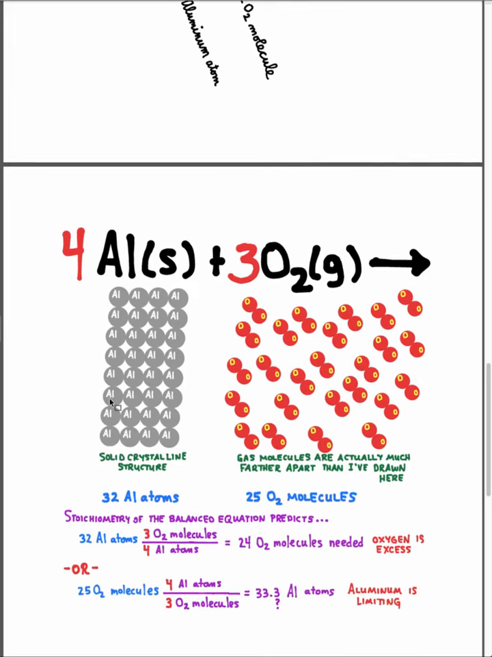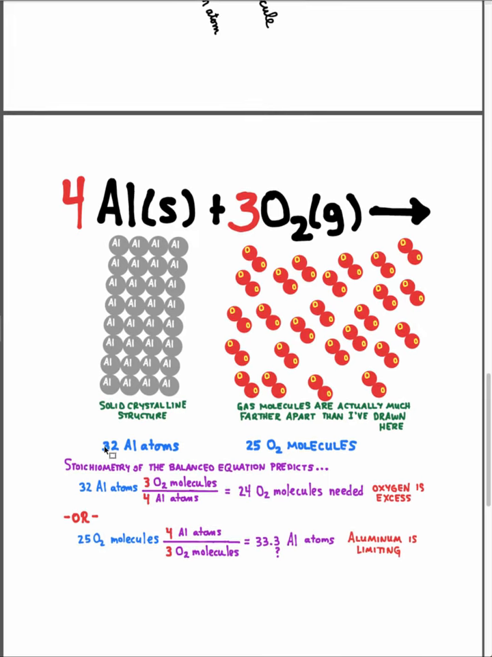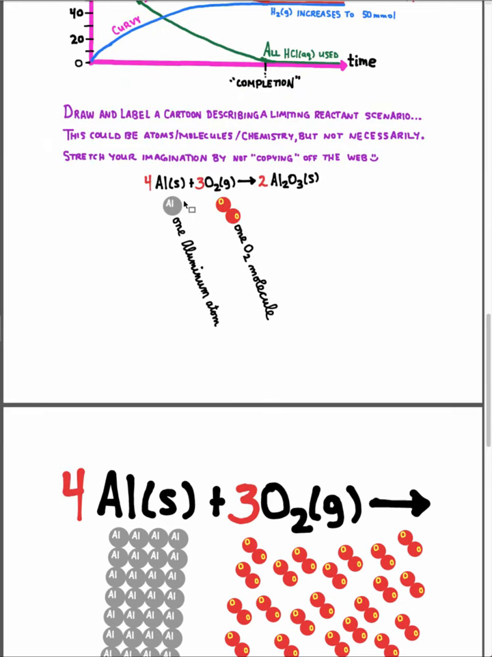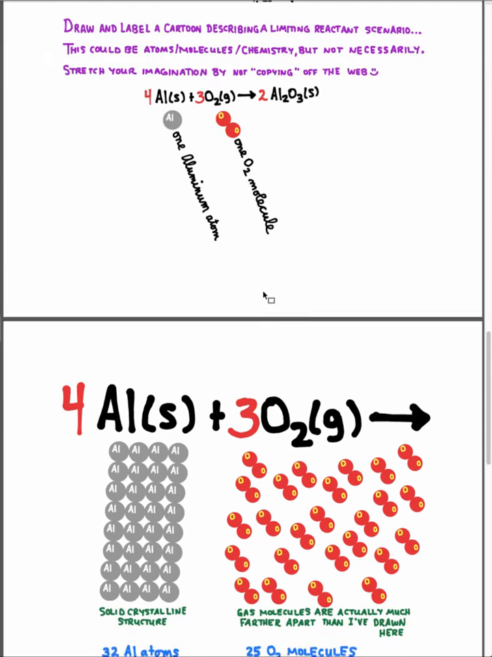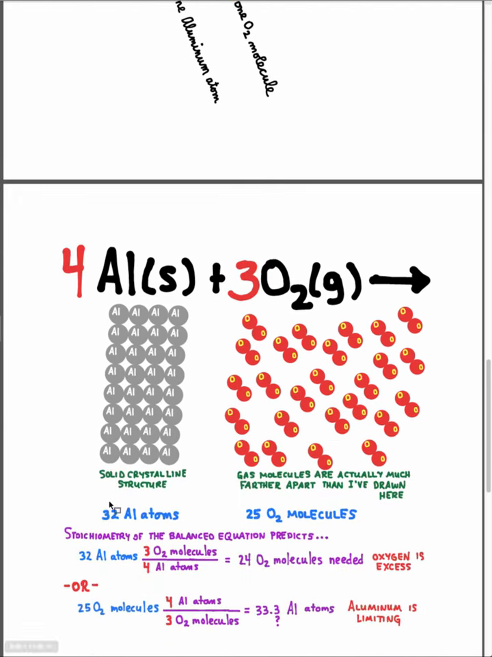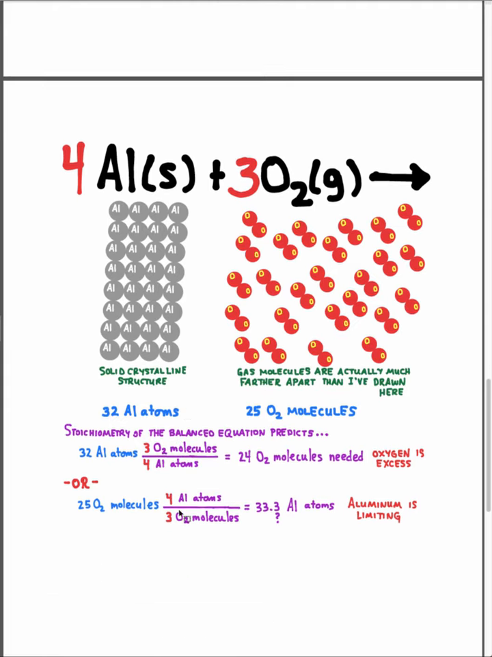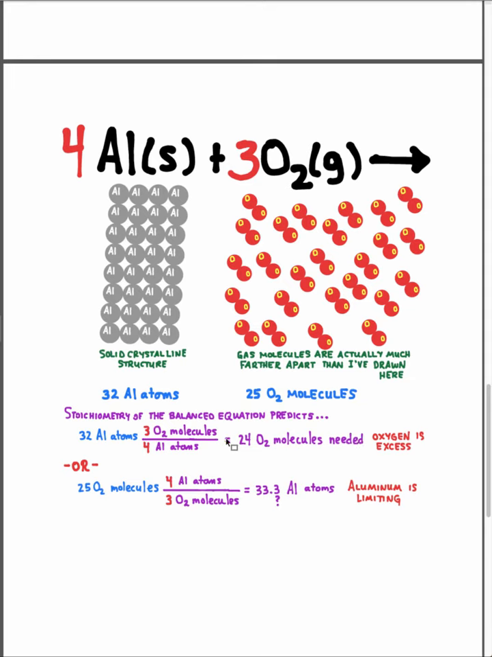And then just making up some random quantities. Like what if I had 32 aluminum atoms? That's totally random. And 25 oxygen molecules? That's totally random. In other words, that would be 50 oxygen atoms, but I really don't care about that. All I really care about is the 4:3 stoichiometry ratio that came from my original balanced equation. So if I just randomly came up with 32 aluminum atoms, I might ask the question, how many oxygen molecules would that be?